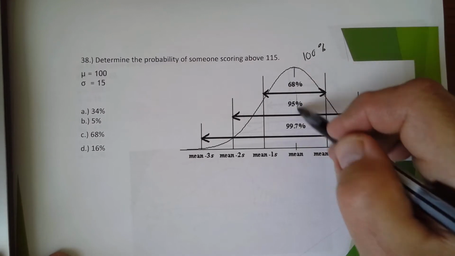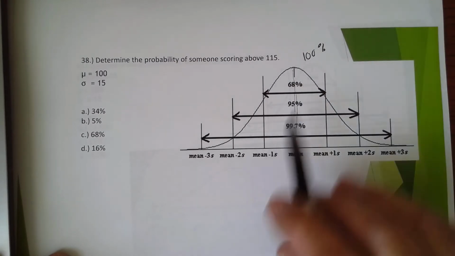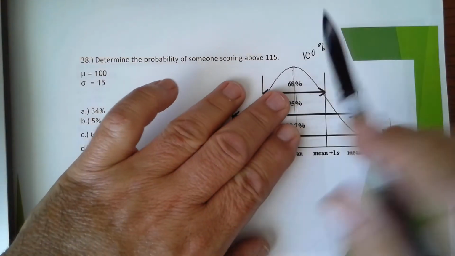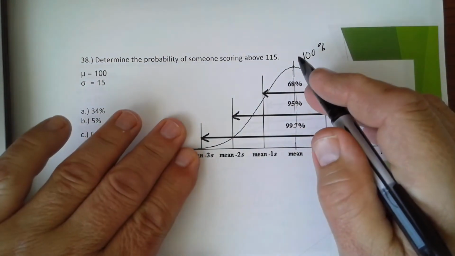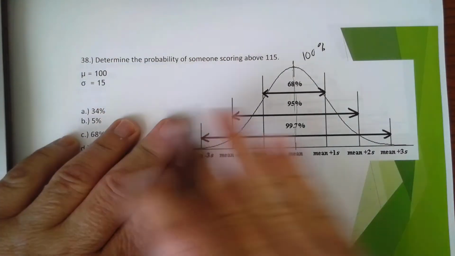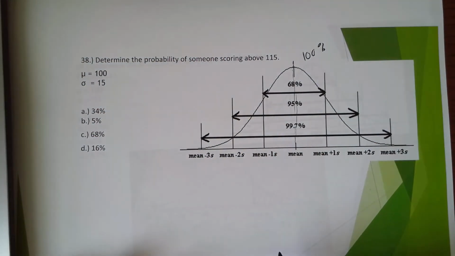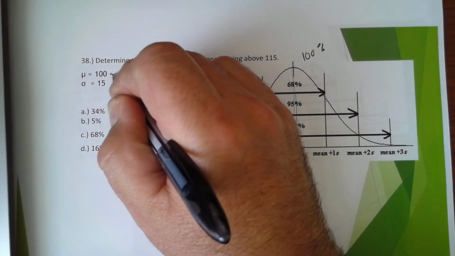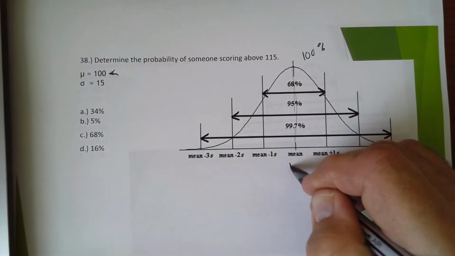If you want to say 1 is a whole, then you could do it that way. The other thing to know is that it's completely symmetrical. In other words, everything to the left of the middle is exactly the same as to the right. So half of it is on the left, half is on the right. That's important to know. We're given a mean of 100.